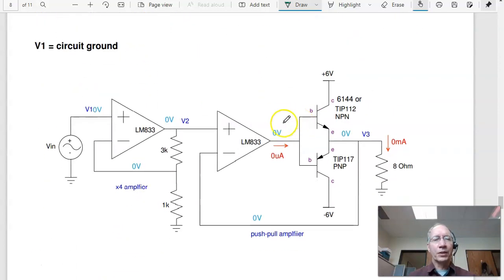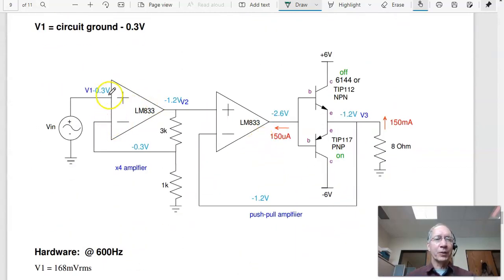If you're at 0 volts, then this is 0, 0 times 4 is 0, this is 0, this is 0. This actually is something between minus 0.7 and plus 0.7. Either way, I can't turn on the diodes, and the output is 0. So I don't really know what this is. Something between minus 0.7 and plus 0.7.